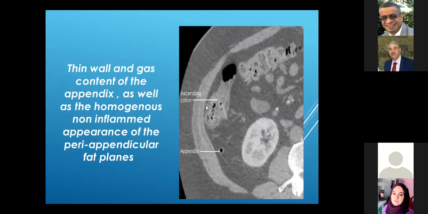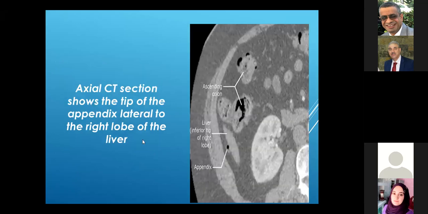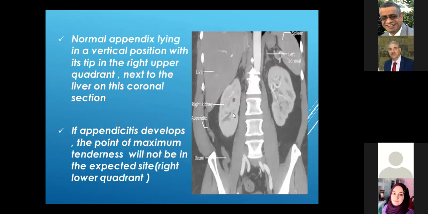In this picture, we also see the appendix with a thin wall and homogeneous non-inflamed fat posterior to the ascending colon. In this picture, we show the appendix higher in level, with the tip of the appendix at the level of the right liver lobe. This is a coronal CT showing the appendix at the level of the right liver lobe. So if a patient develops acute appendicitis, the maximum area of pain will not be in the right lower quadrant.